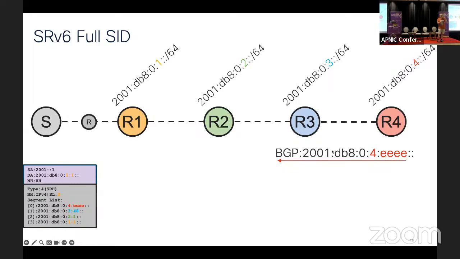So I need to build the SID list. And I said that I'll build the SID list in kind of reverse order. So SID number 1 is at the bottom of the SRH.